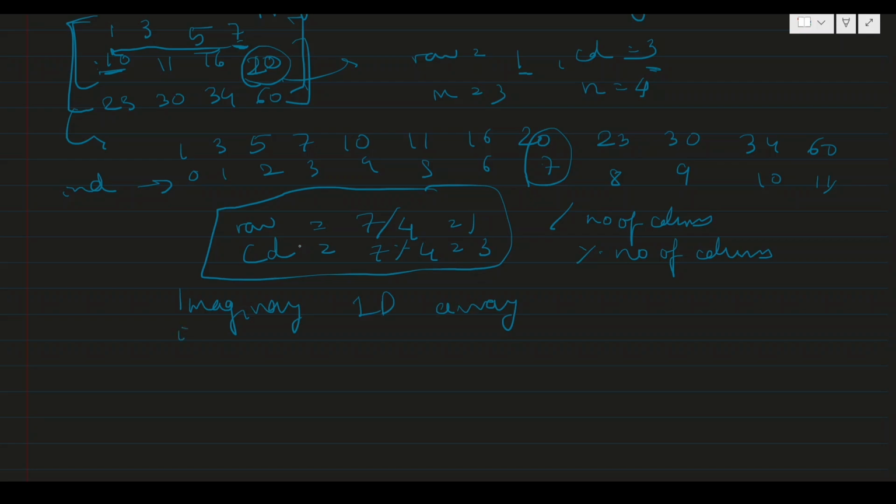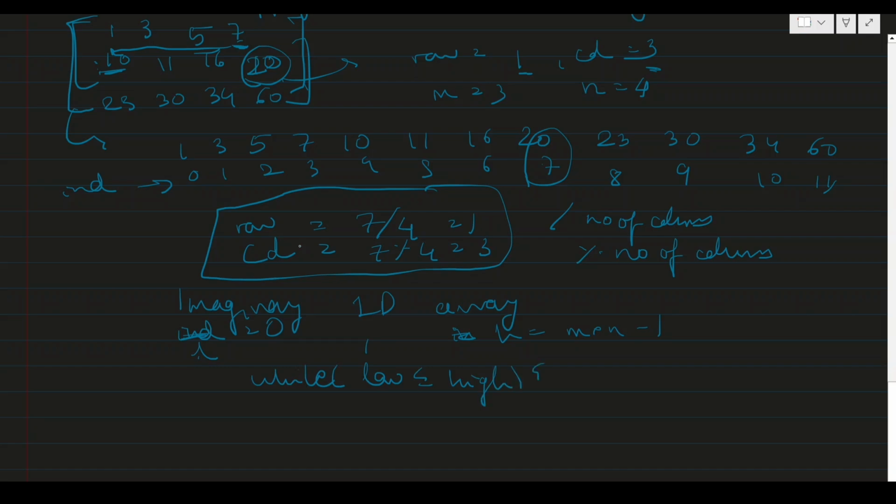So the low pointer will start from 0, and the high pointer will correspond to the index of m into n minus 1, which is the last index of the last array element. We can do the normal binary search while low is less than or equal to high. We'll find the mid, which will be low plus high by 2.